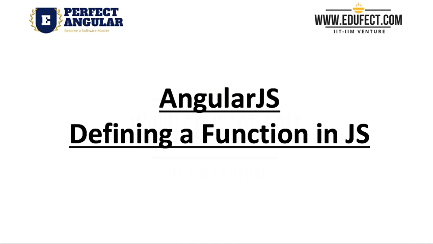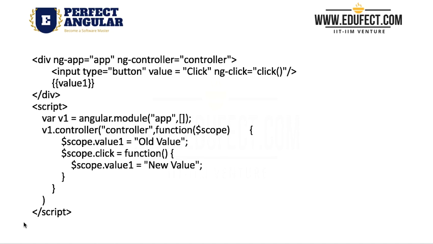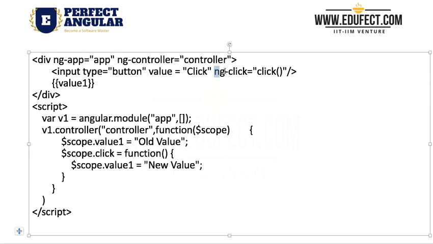We will now learn how to define a function in JavaScript and use it in Angular. So here we have our same click code where we have defined a button and a click. And now on ng click, what are we doing? We are calling a function named click. So with these brackets here, it means we are calling a function.